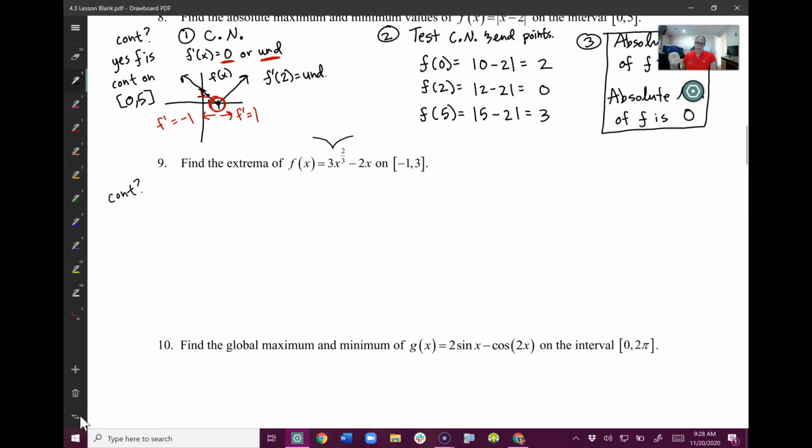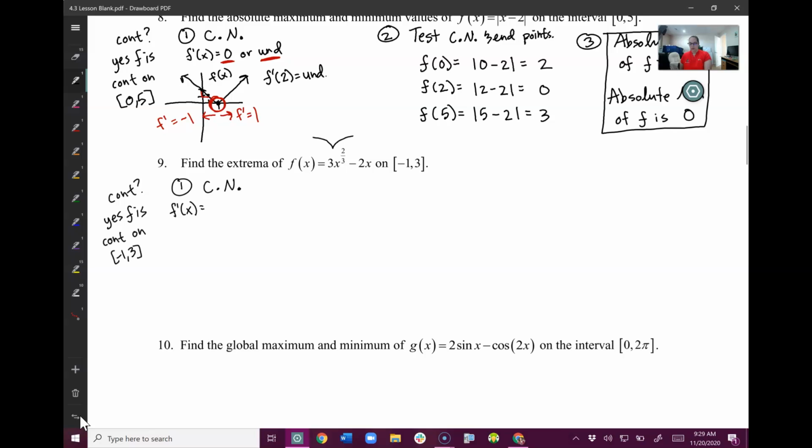It is continuous though. So I can take this and say, yes, f is continuous on [-1, 3]. So I know that I should have an absolute max and an absolute min. So I need to find my critical numbers first. So this is where f prime of x equals 0 or undefined. So let's find f prime of x first.